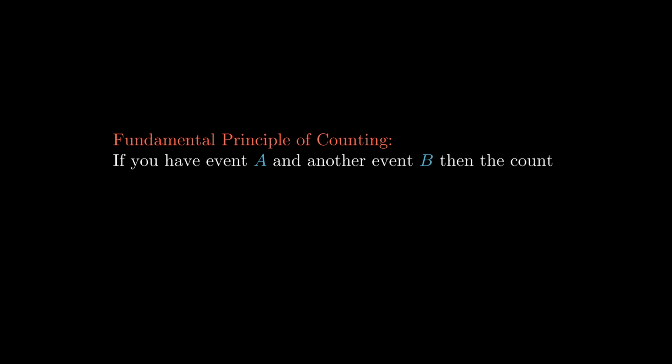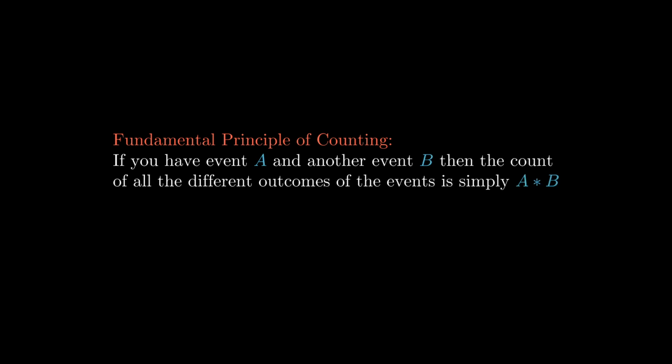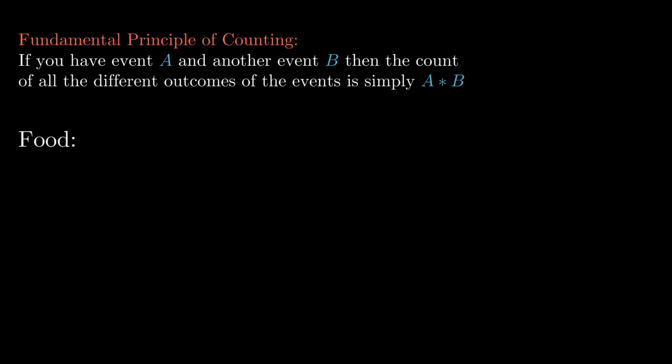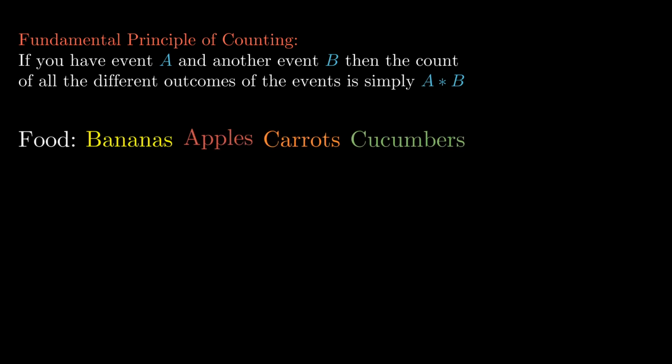The so-called fundamental principle of counting, or multiplication principle, states that if you have event A and another event B, then the count of all the different outcomes of the events is simply A times B. Let's use our example of eating lunch, but start with only 4 options: bananas, apples, carrots, and cucumbers. Say we have bunches of each of those, but we're not too hungry, so we're only going to eat 2 things for lunch. How many different lunches could we have?